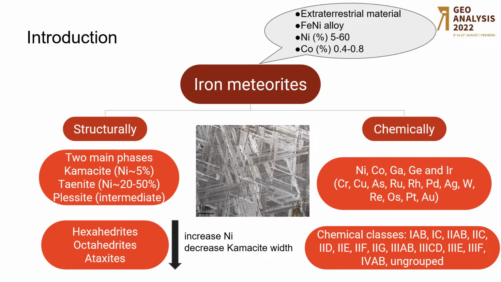But the structural classification alone doesn't say anything about the origin of the iron meteorite. That's why chemical classification is important. Chemical classification uses mainly the elements nickel, cobalt, gallium, germanium, and iridium to group iron meteorites in 13 chemical classes, genetically correlated. Other trace elements are used for more advanced interpretations. Then, the measurement of these elements is fundamental to the study of known and new iron meteorites.